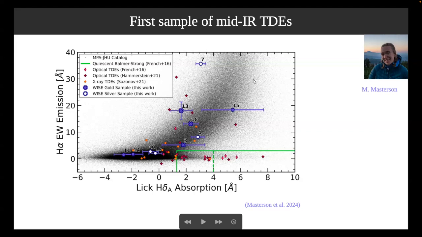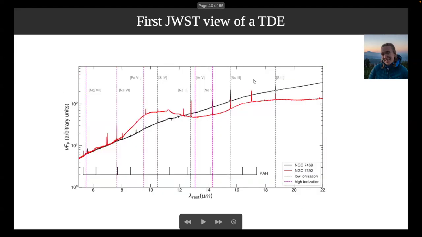So I don't have time to talk about all of it, but just a few highlights that I think are very interesting, more exciting for me. One is we got James Webb spectra for some of them. And here is one example. That's the TDE that we first found in 7392. You can see it in red. In black, you can see a nearby AGN, 7469.